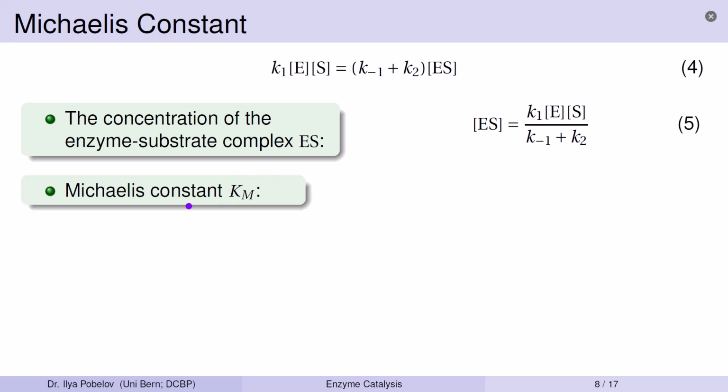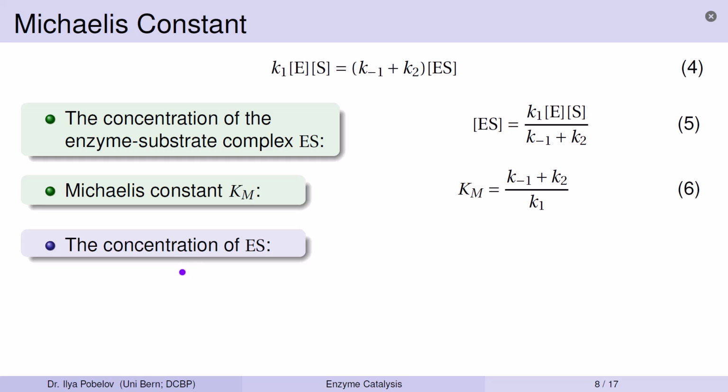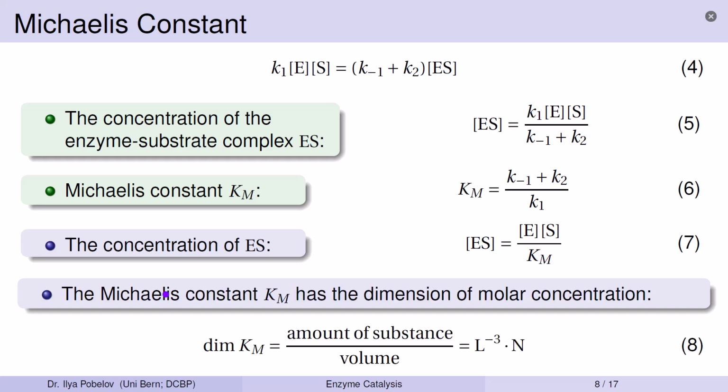To simplify the expression for the concentration of the enzyme-substrate complex, we introduce the Michaelis constant, denoted as Km. It is defined as follows: Km equals the sum of K-1 and K2 divided by K1. With this definition, the concentration of ES can be expressed as the concentration of E times the concentration of S divided by Km. Note that the Michaelis constant has the dimension of molar concentration.